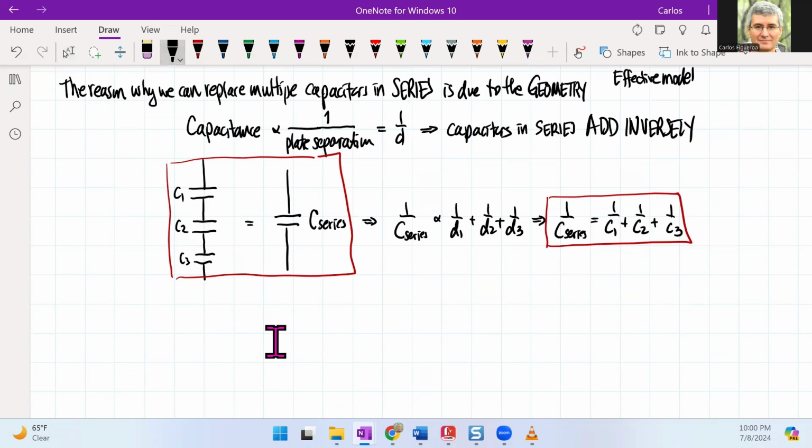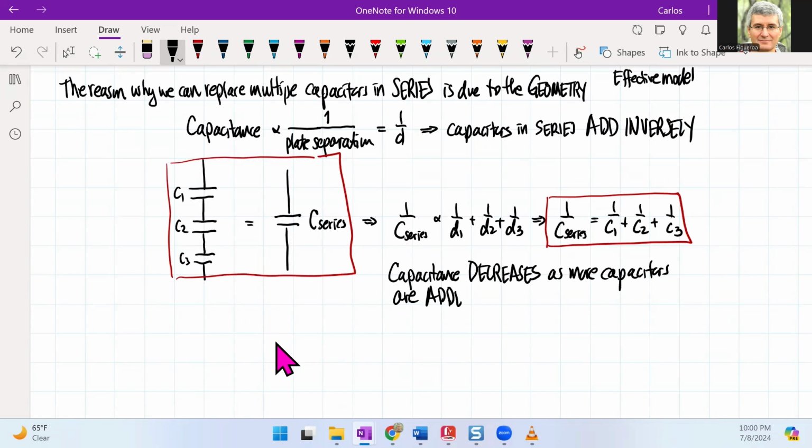So what we're seeing here is that capacitance decreases as more capacitors are added in series.